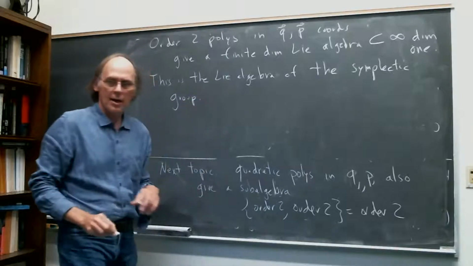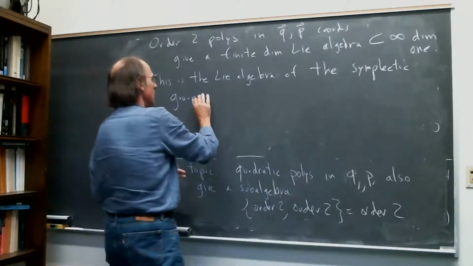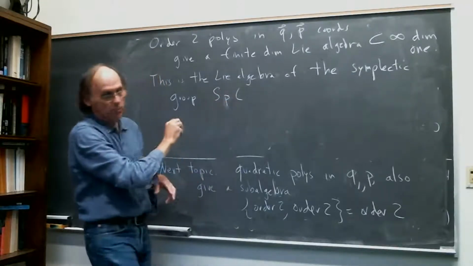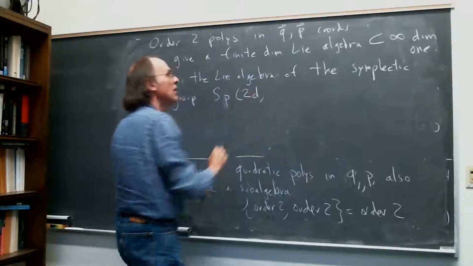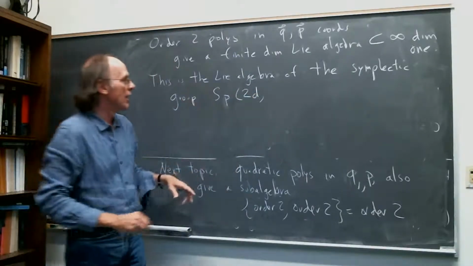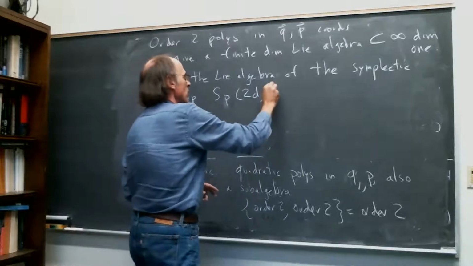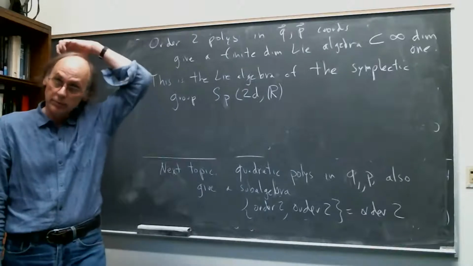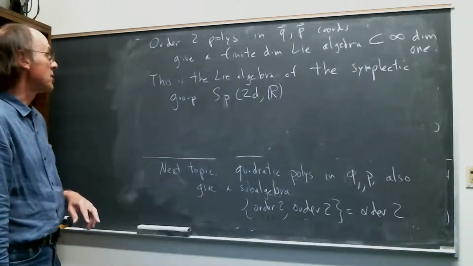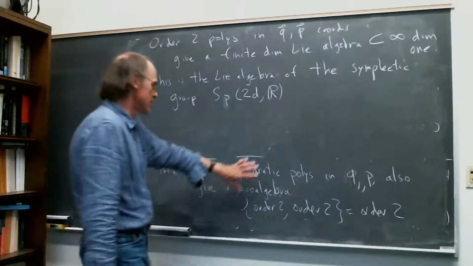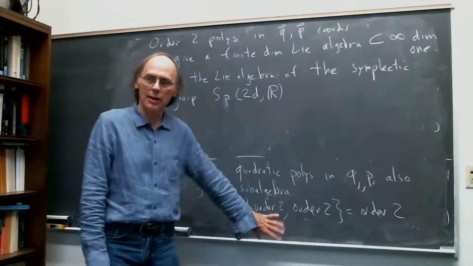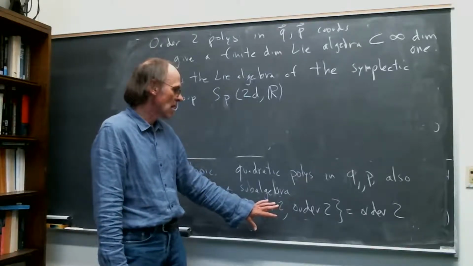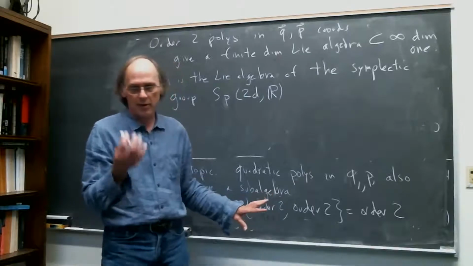So again, I've done something. We'll give it a notation. I'll put SP for symplectic 2D, because we have to get D in there somewhere, and then let me just put an R here to distinguish it from other kinds of SP groups. Okay, so again, I've told you quite explicitly what the Lie algebra is, but I haven't told you how to think about the Lie group.